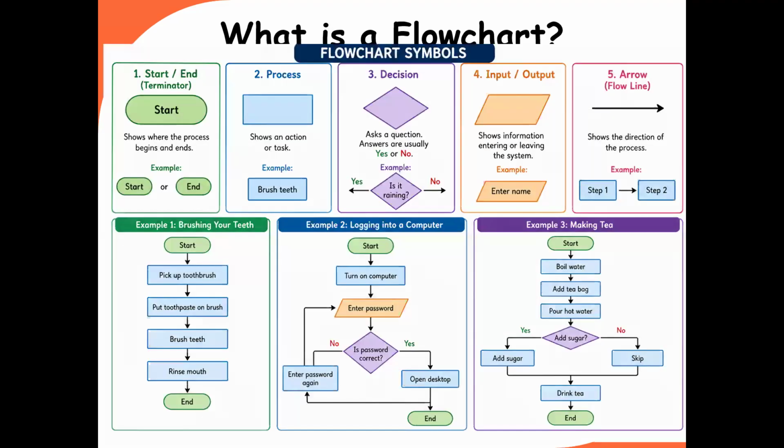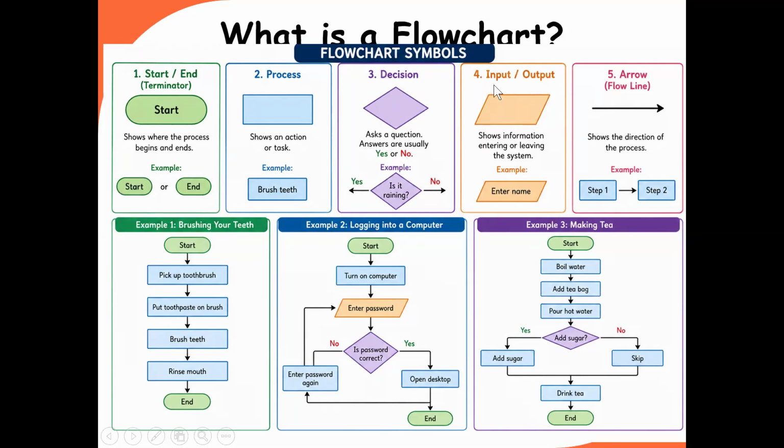Everything you need on a flowchart is available in this picture. The start and end have the same symbol. Process is a rectangular shape. Decision is a diamond shape. We use it to ask questions, yes or no.